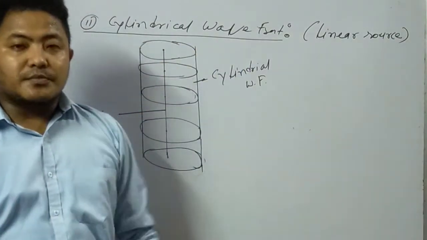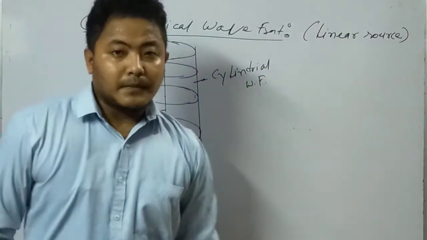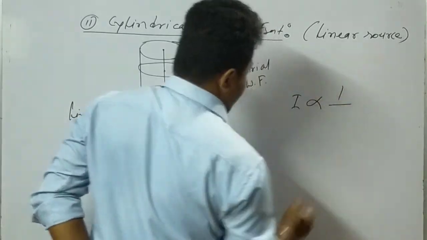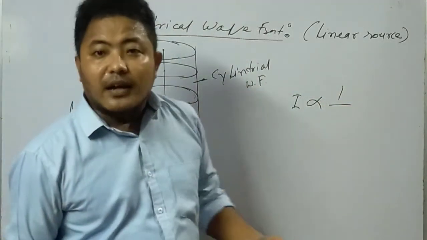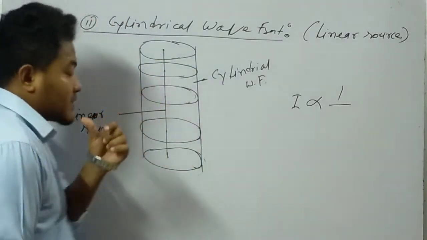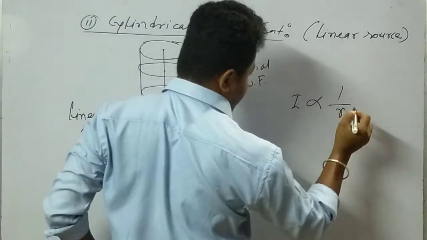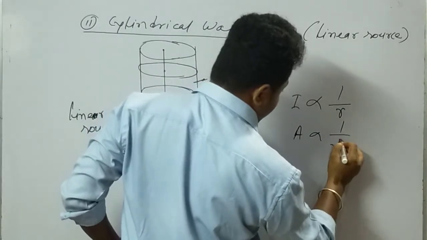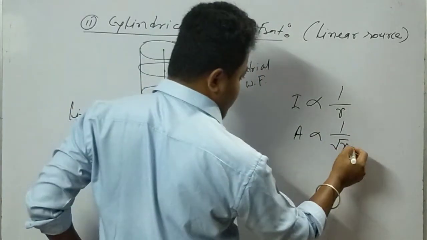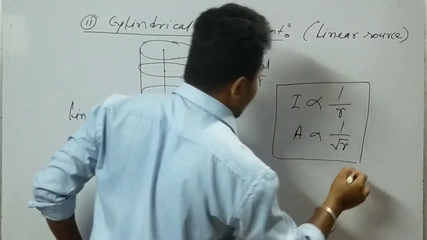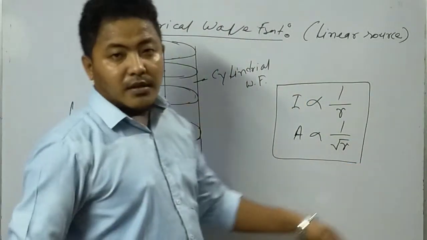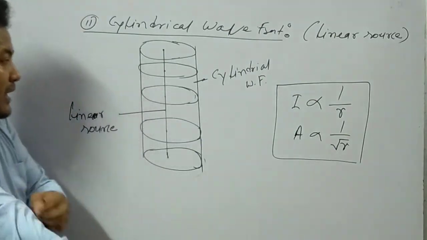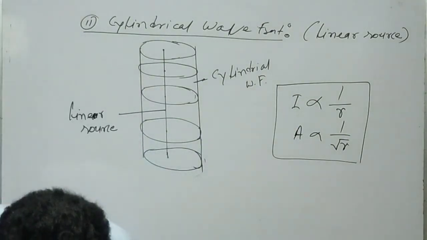So cylindrical wavefront is generally for a linear source, and similarly the intensity of a cylindrical wavefront is going to be inversely proportional to the distance r, and amplitude is going to be inversely proportional to the square root of the distance. These things you remember. This is for a cylindrical wavefront. Cylindrical wavefront is produced because of a linear source of object. Okay. Now next is the plane wavefront.